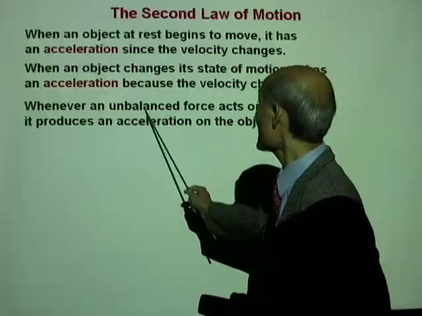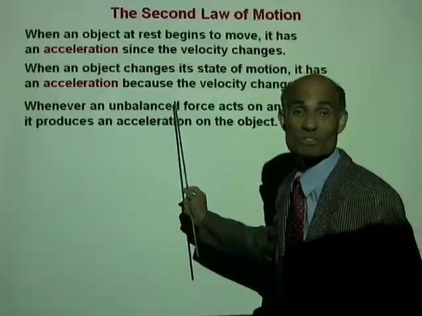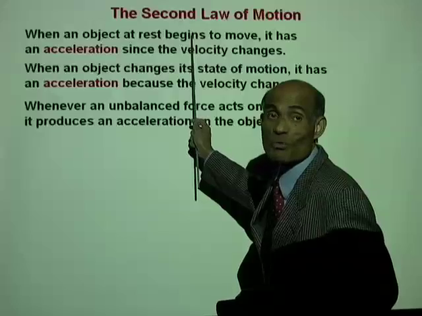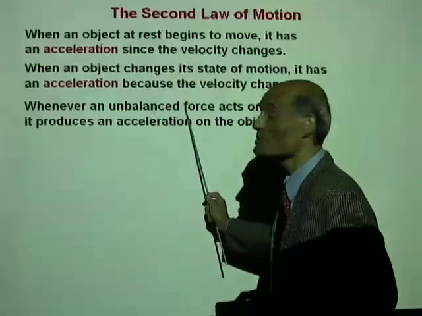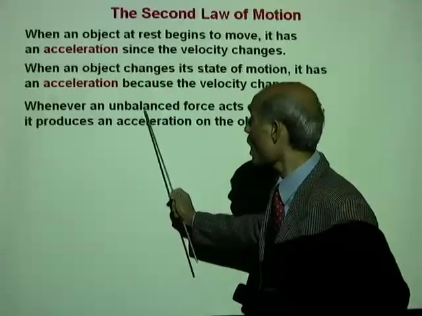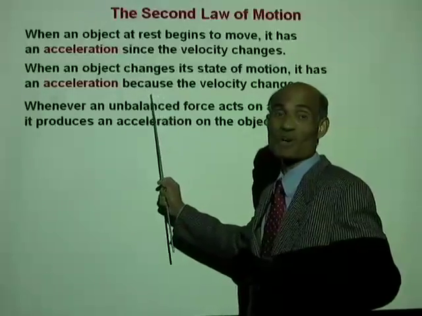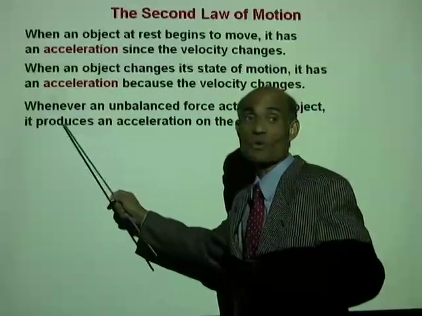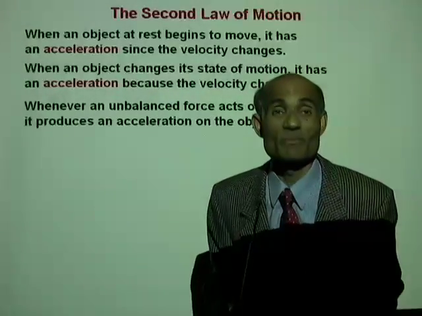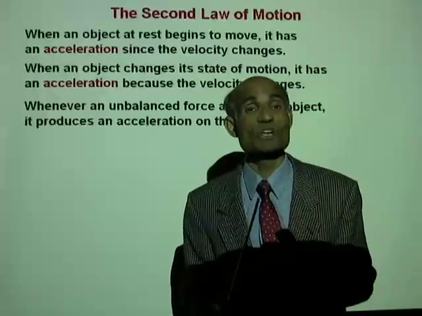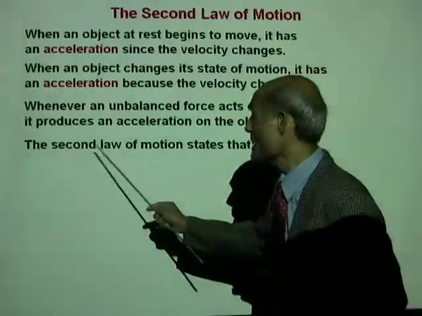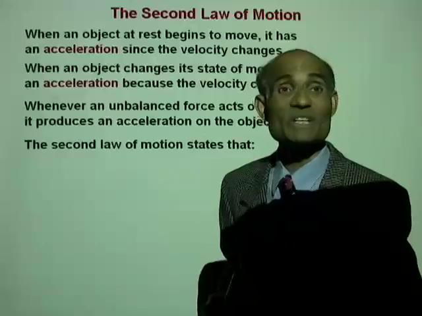Now, whenever an unbalanced force acts on an object, in other words, when a resting object begins to move, it happens only when an unbalanced force acts on it. A moving object changes its state of motion only if an unbalanced force acts on it. So what does an unbalanced force do? An unbalanced force produces an acceleration. Whenever an unbalanced force is acting on an object, that object will accelerate. And that therefore leads us to the second law.